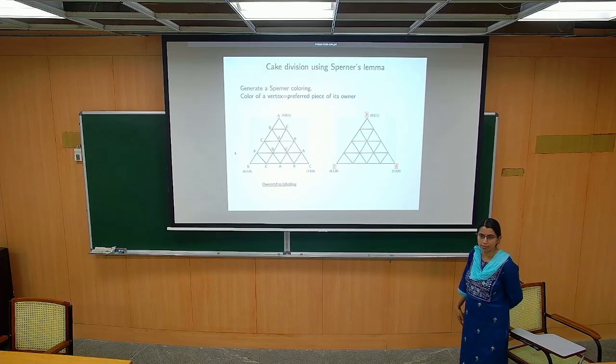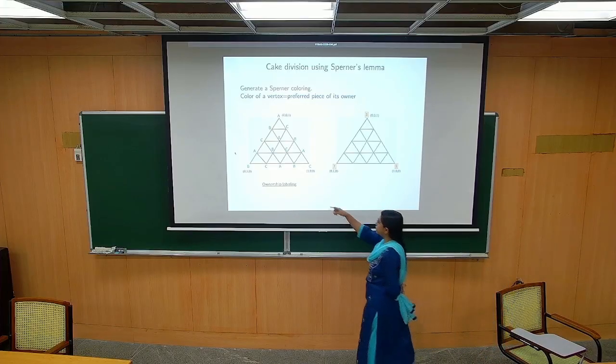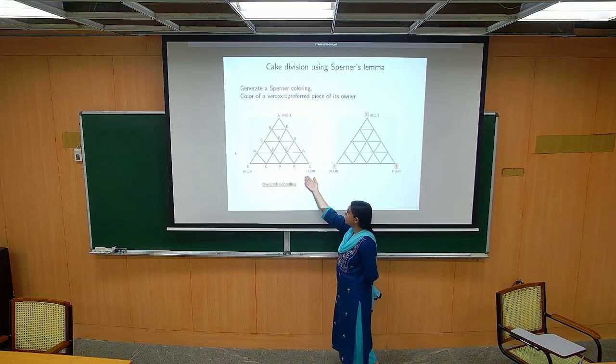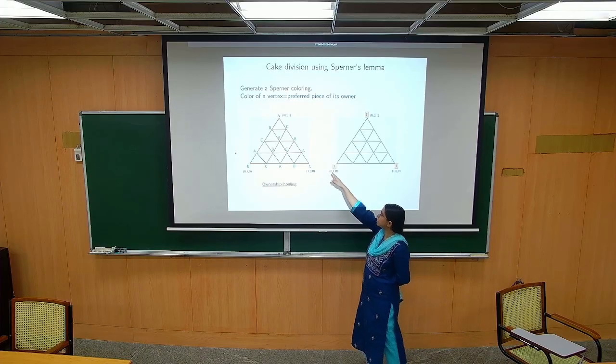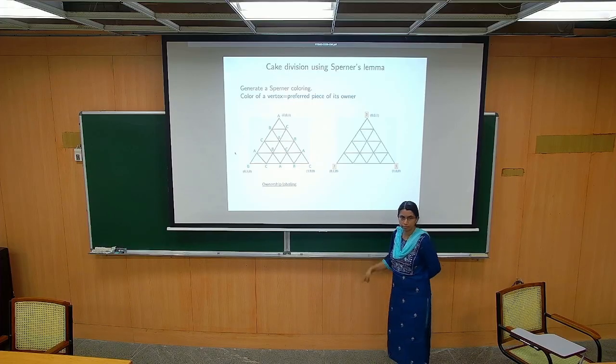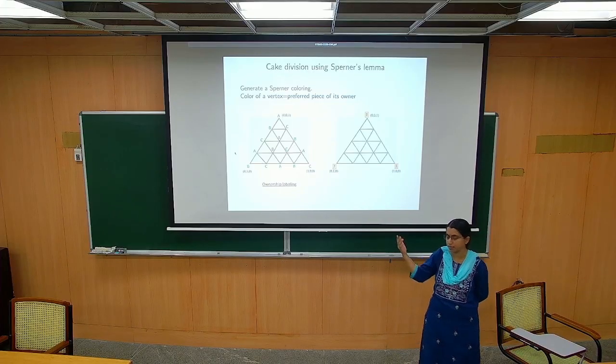Agents are A, B, C. So at any vertex of this triangulation, the ownership labeling tells us whom to ask for a preferred piece. At the corners, it is obvious that the 3 colors will be different because the 3 different pieces are actually empty pieces and full pieces.